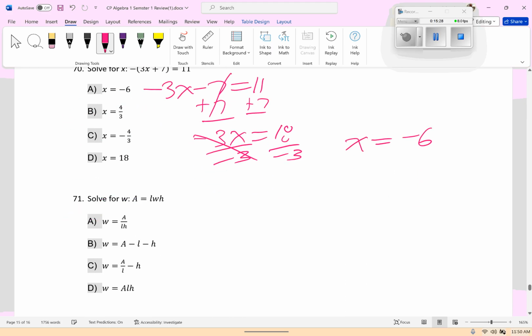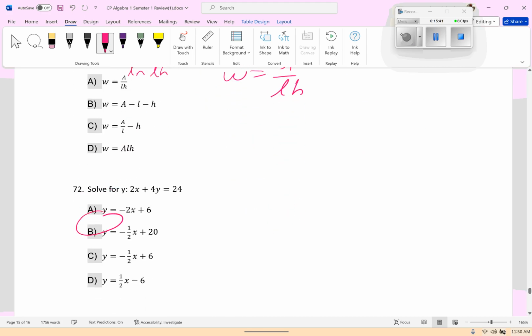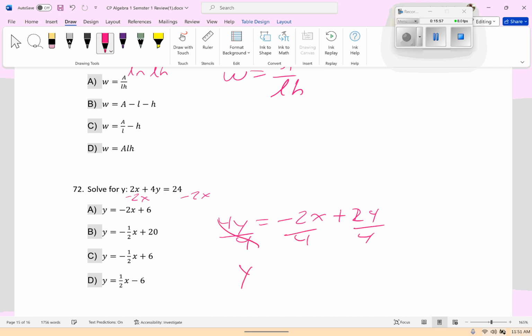So number 71, we want to solve for W. L, W, and H are being multiplied. So if I divide both sides by LH, I get W equals A divided by LH, which is this answer. For this one, solve for y. So I'm going to subtract 2x from both sides. I'm going to get 4y equals minus 2x plus 24. Divide each side by 4 and reduce. Those reduce to 1. This reduces to negative 1/2 x. And this reduces to positive 6. That's our only answer.